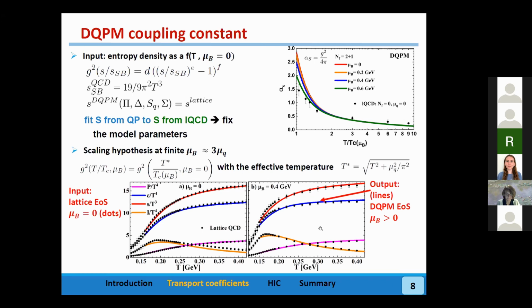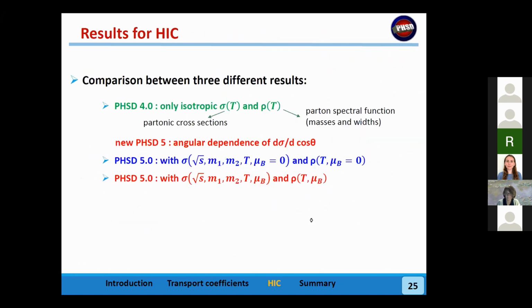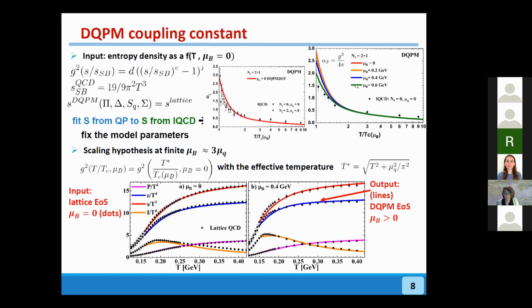Also, we compared our coupling constant to some lattice data, and you can see that there are some calculations for Nf equal 2, and our coupling constant, which we extracted from the lattice QCD data, is very close to these lattice QCD calculations.